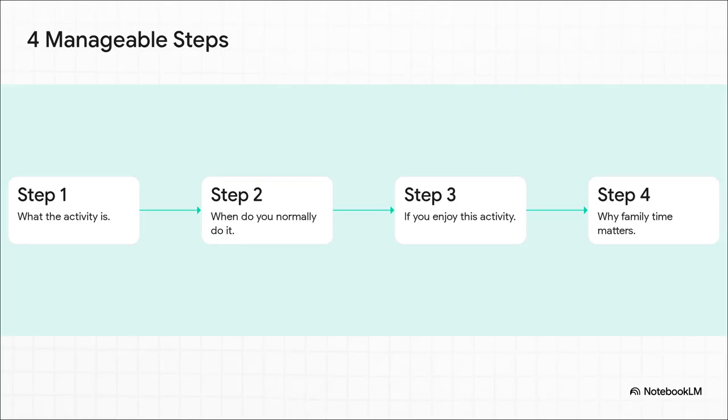The absolute secret here is realizing this long turn isn't one big, scary, unscripted speech. No way! It's actually just 4 highly manageable steps built directly from the bullet points. You just need to say what the activity is, when you normally do it, if you enjoy it, and why spending time with family is important. If you answer these 4 points clearly, you've succeeded. It really is that simple.